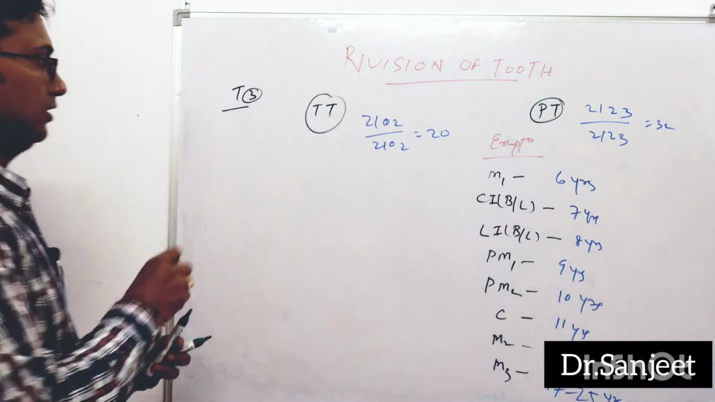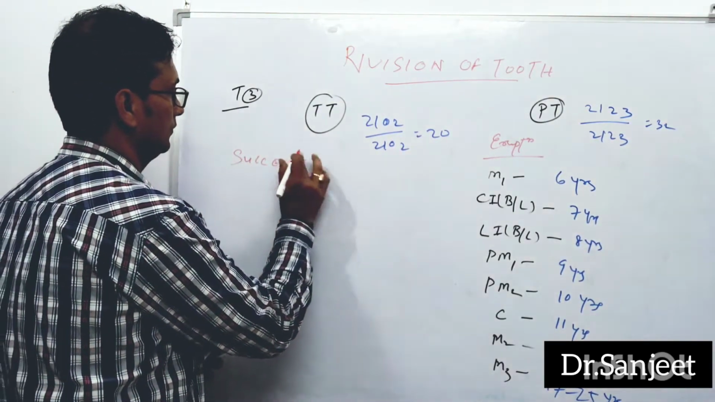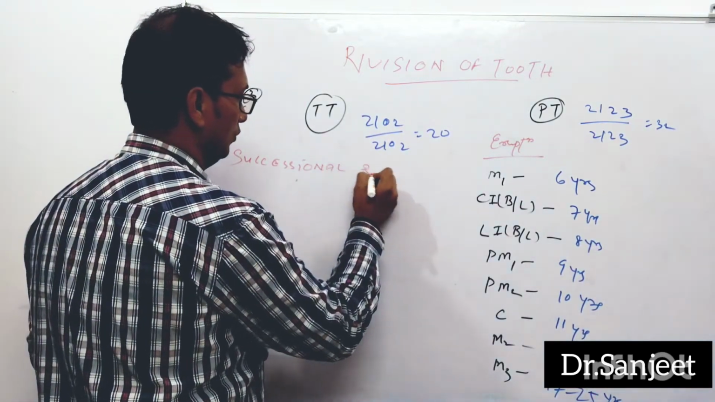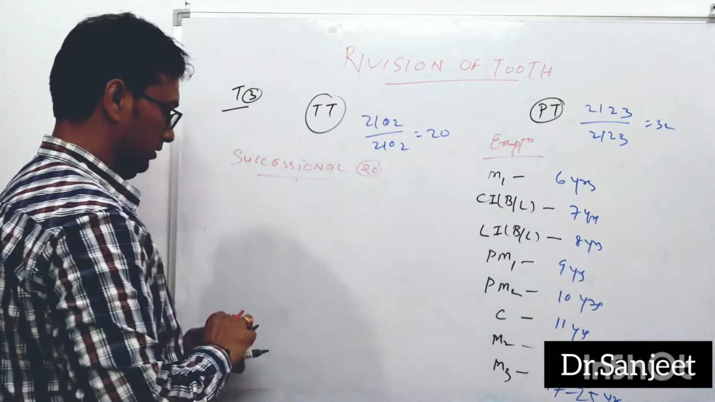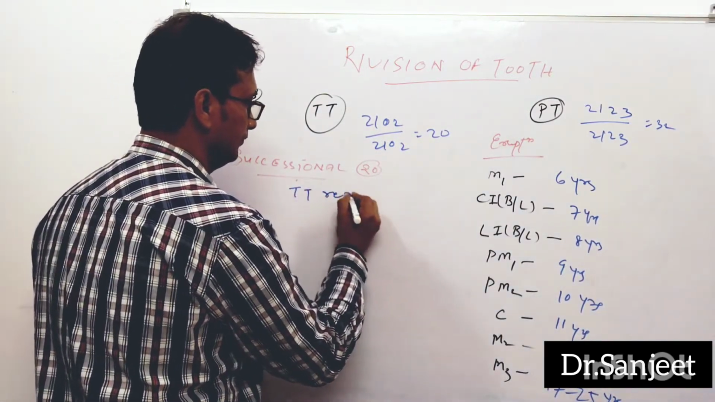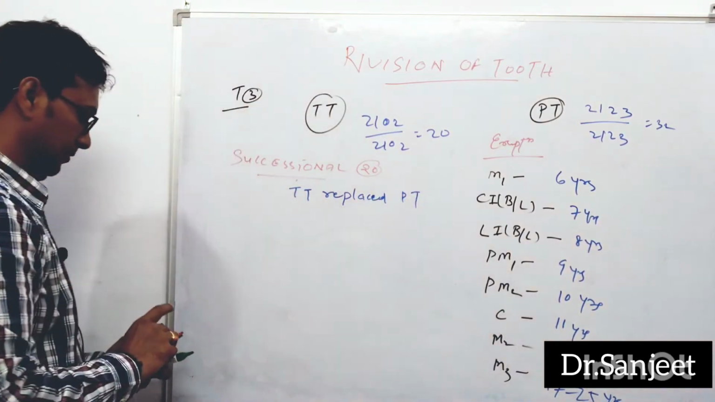This is eruption. Successional tooth, 20 in number: temporary tooth replaced by permanent tooth at the same site.